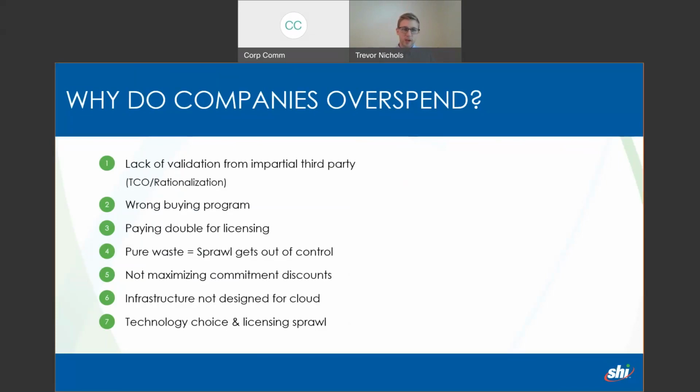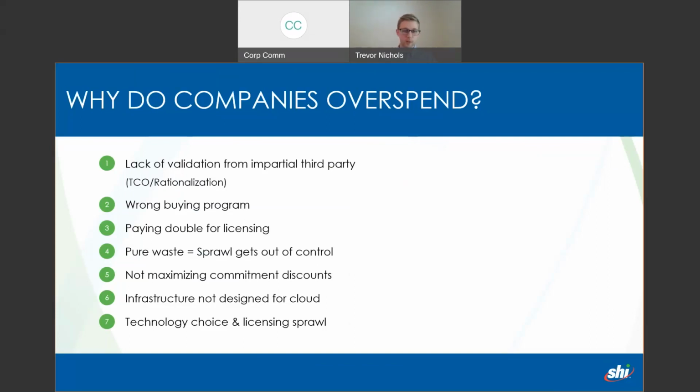The second one is just the buying programs. There's a ton of different buying programs, and not all of them are tailored to all purposes. And so making sure that you are in the right program can ensure that you're getting the correct discounts that you deserve for the way that you consume cloud. Essentially, avoiding or not realizing that these are there is itself a form of overpaying that you may not be realizing. The third is just double licensing.